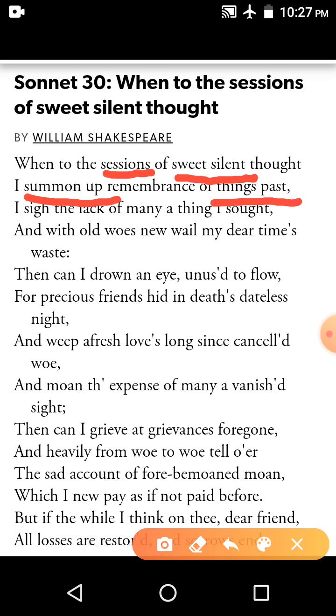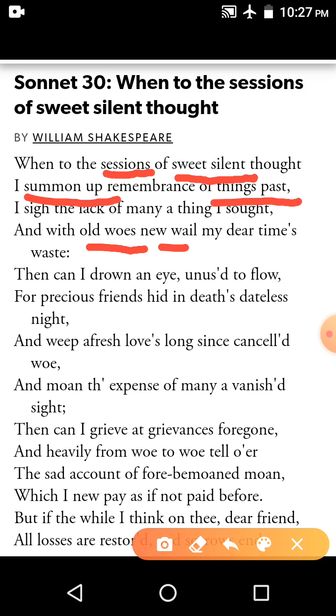And with old voice, new wail, my dear times' waste. Though those are my old pains, my old losses, whenever I remember them, they become new, and they waste my dear time. I start weeping. So, when to the sessions of sweet silent thought.